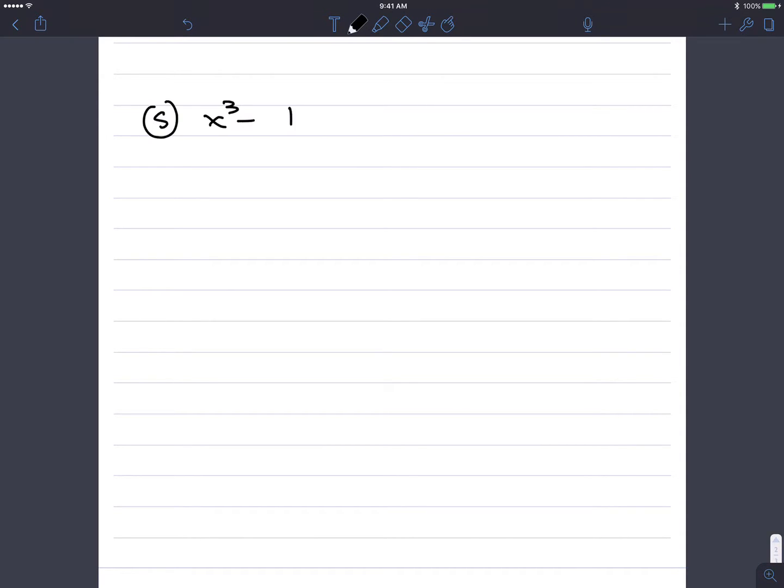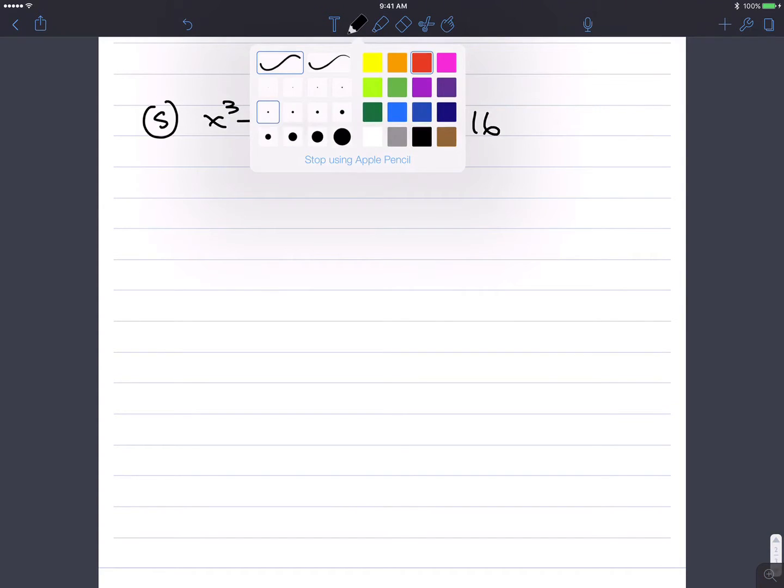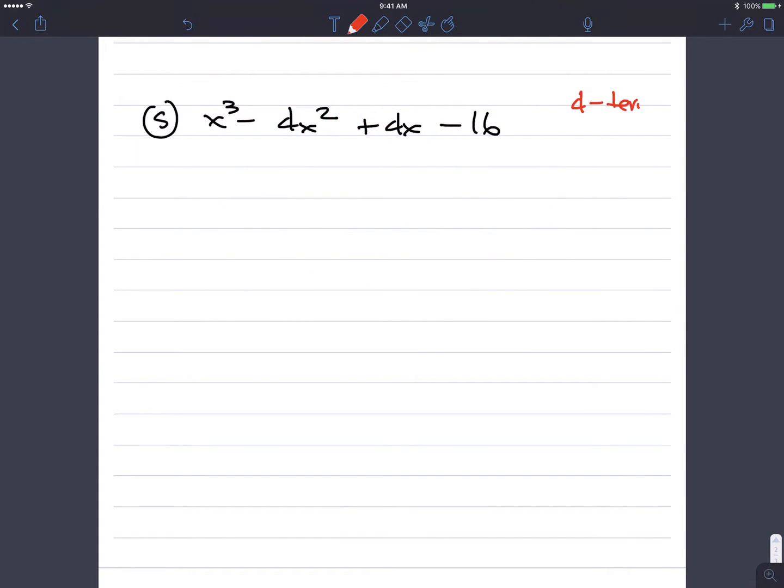x cubed minus 4x squared plus 4x minus 16. Okay. Again, notice 4 terms. I'm going to factor by grouping. Group the first 2, group the last 2. First 2 terms, factor out your greatest common factor. That technique, factor out greatest common factor. Greatest common factor of x cubed and 4x squared. What is that? Was that x squared?